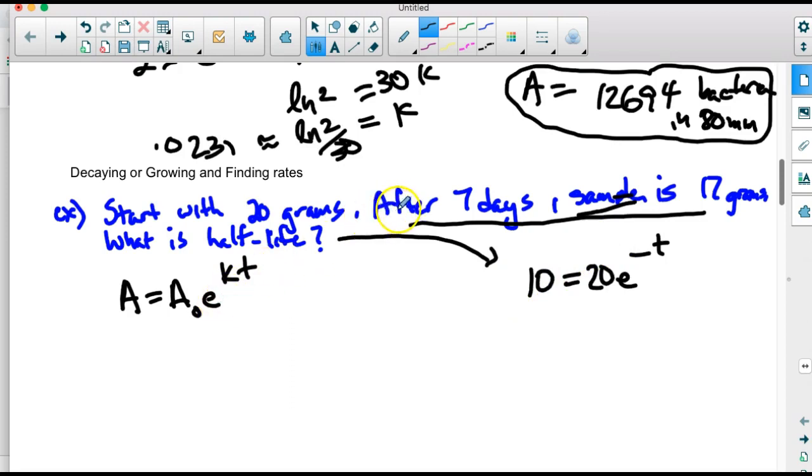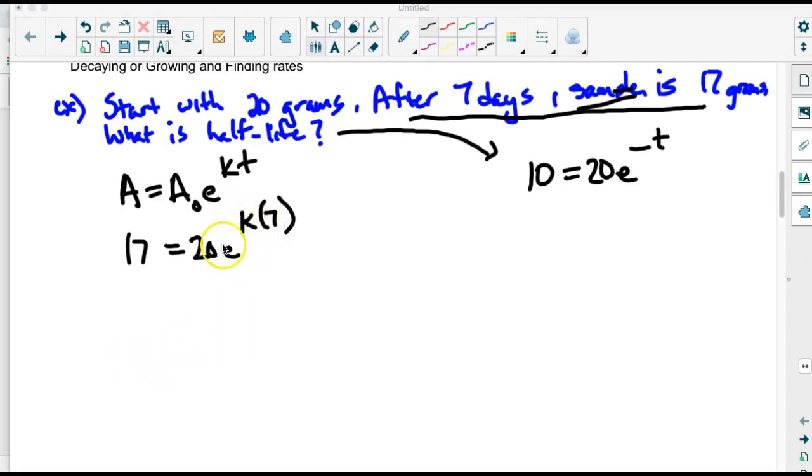So I'm going to use my initial value and another value, 7 days is 17 grams, to help find my rate, just like I did before. We know 17 would go here because that's how much we have, and we know it's 20 to start with. We don't know the growth rate, but we know that it took 7 days. So this equation is filled out except for our continuous growth rate. We know how much it started with, we know how much it has. So we're going to take this equation and solve for k. That's going to give us our continuous growth rate that we're going to use over here to help us find our time for half-life.